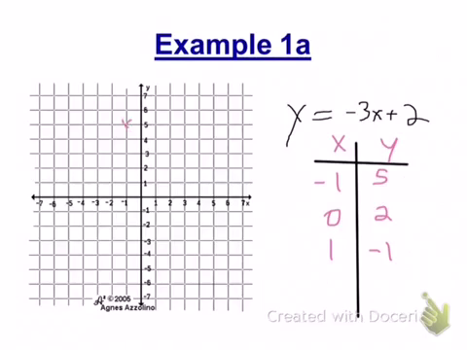0, 2 is right here. 1, negative 1 is right here. It's a nice straight line through those 3 points, but that's not a nice straight line. And sometimes this is a little bit harder to do than you might think. So something like that. It's around there.